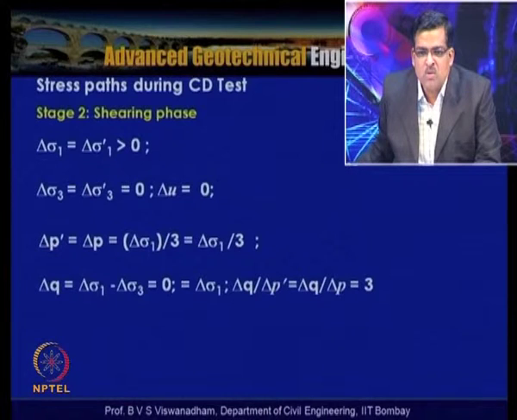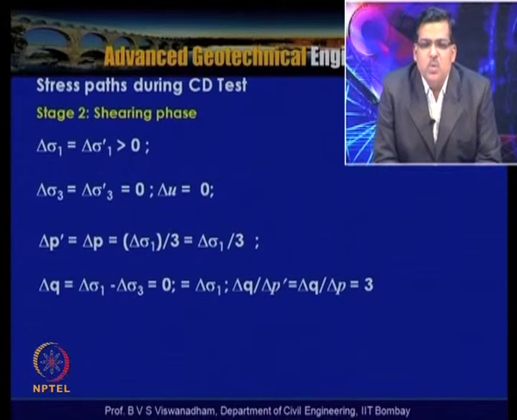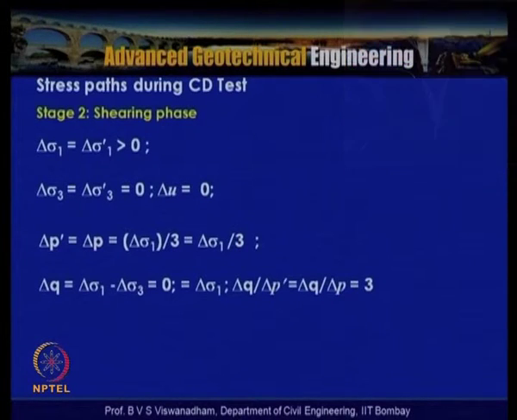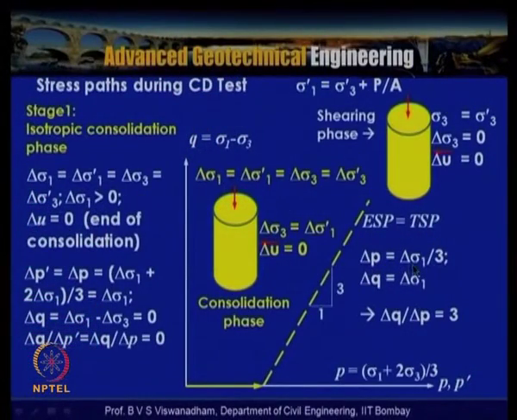Since delta sigma 3 is equal to 0, we have only delta sigma 1. So delta q by delta p dash = delta q by delta p, where delta q is equal to delta sigma 1 and delta p dash is equal to delta sigma 1 by 3, which is nothing but delta q by delta p = 3. Because of this, delta p = delta sigma 1 by 3 and delta q = delta sigma 1.